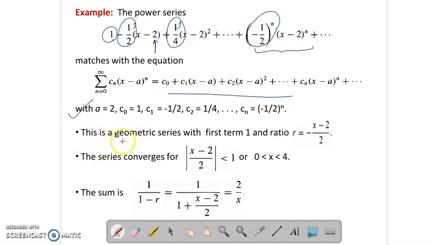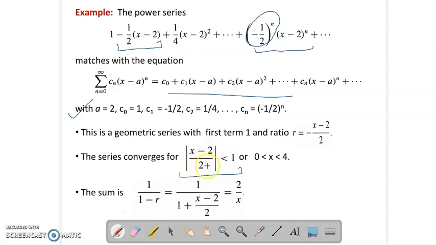So again, this is a geometric series whose first term is 1 and whose common ratio is the negative of (x minus 2) by 2. This is the common ratio, minus of (x minus 2) by 2. Now, when does this geometric series converge? This geometric series converges for mod of the common ratio strictly less than 1.